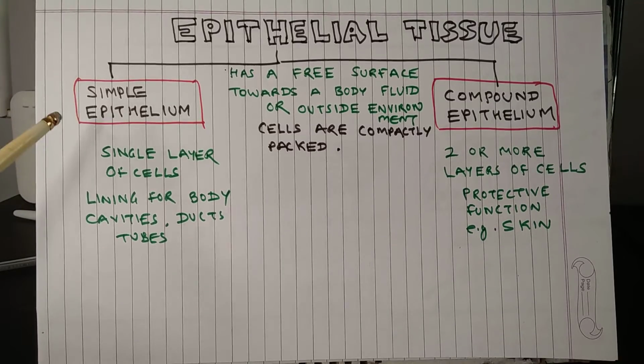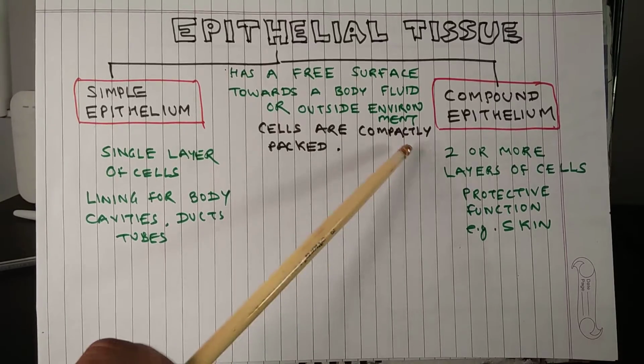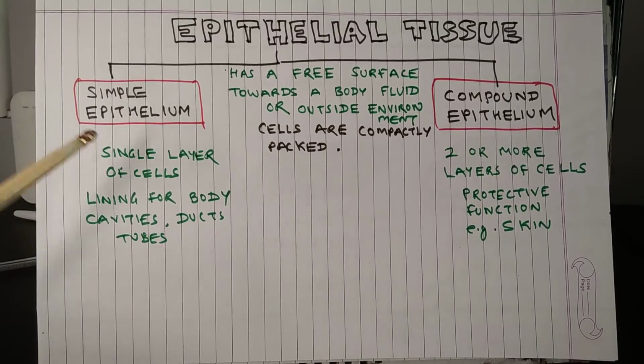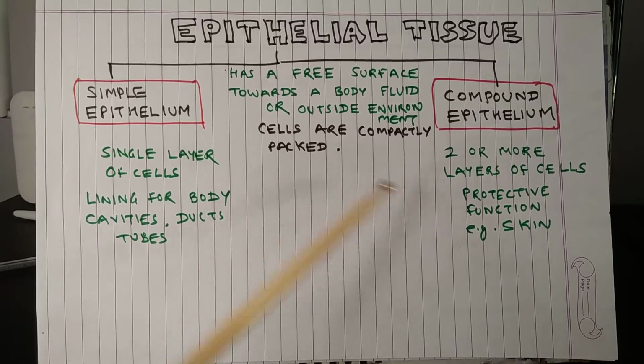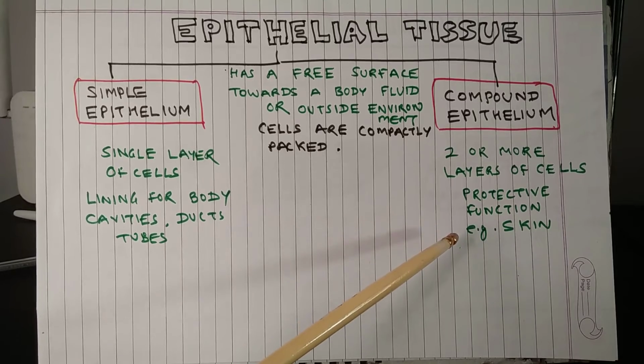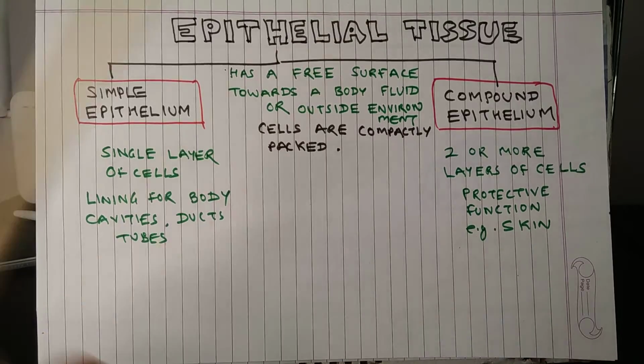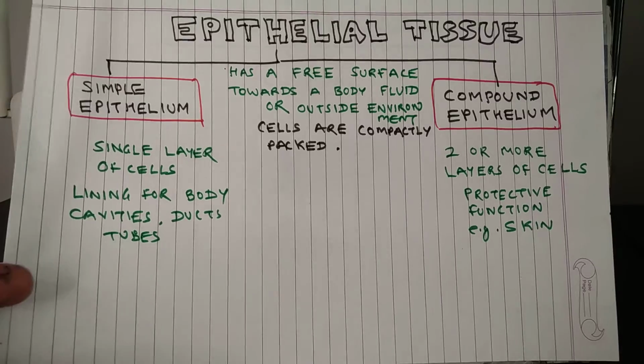The simple epithelium is composed of a single layer of cells, and compound epithelium is composed of 2 or more layers of cells. The simple epithelium makes the lining for body cavities, ducts and tubes, and compound epithelium has a protective function. So, for example, skin has a protective function. You may not be aware at this stage that skin is the first line of defense of our body. It prevents many microbes and so many things from entering the body. So, it makes a natural barrier and protects the internal organs.